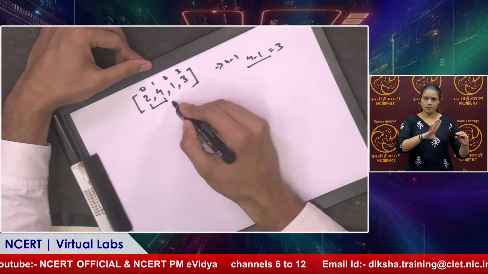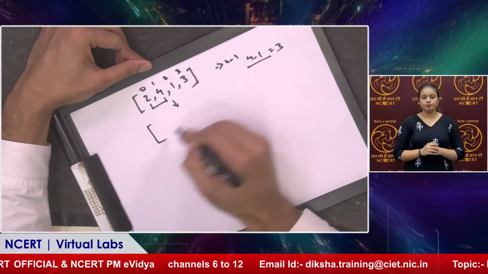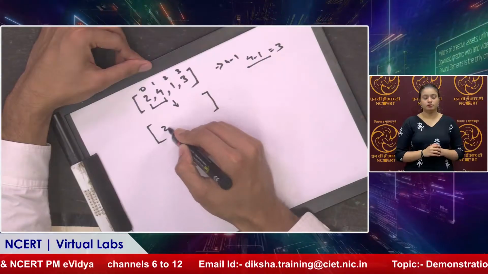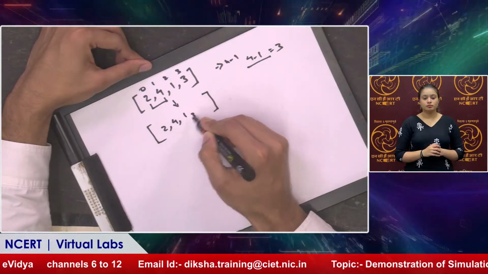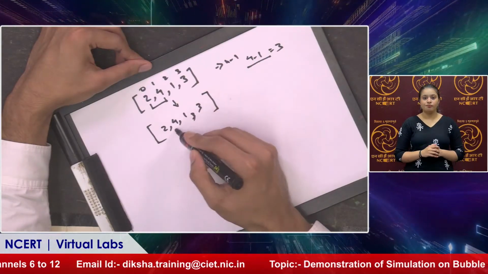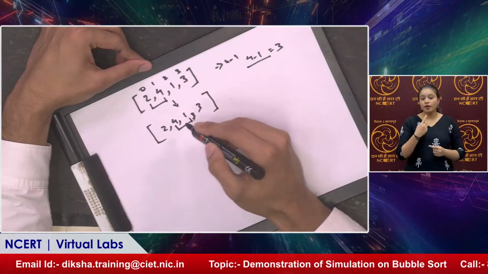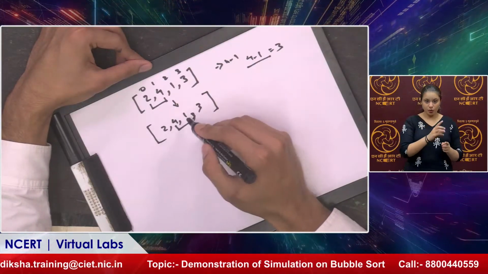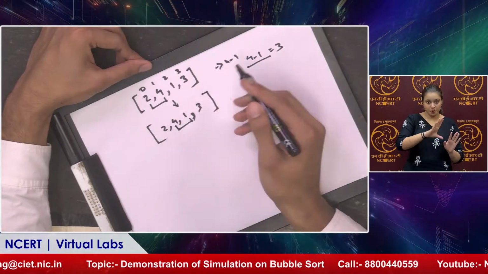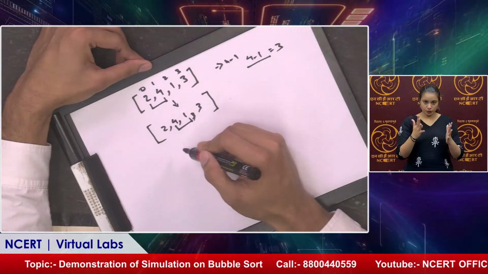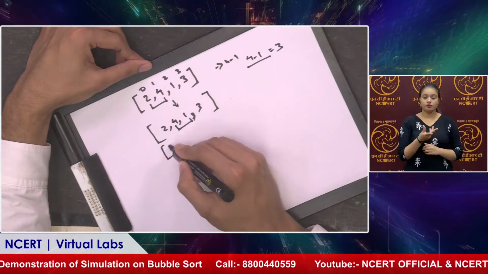After that, in the next pass, it will check 4, 1. So you can see 4 is greater than 1. It is not arranged in a proper manner, in the bubble sorting manner. So it will swap here. So again for the next step, it will sort like this.